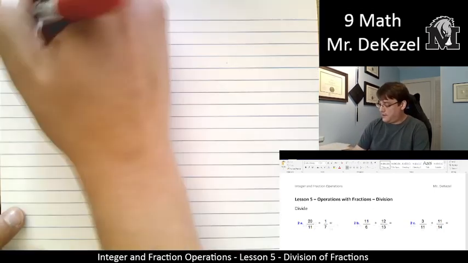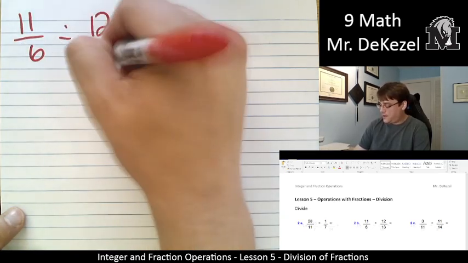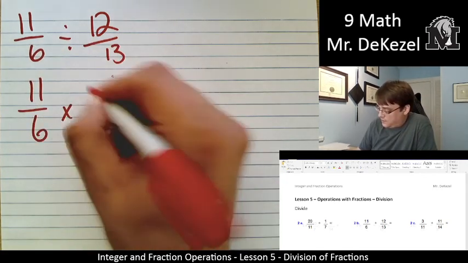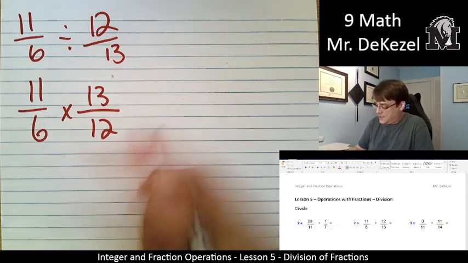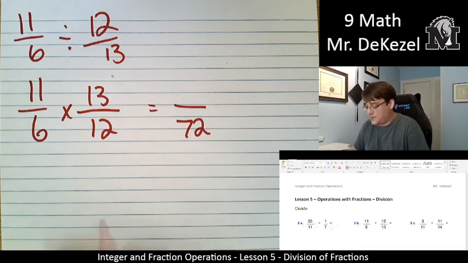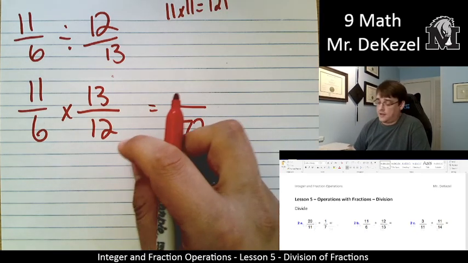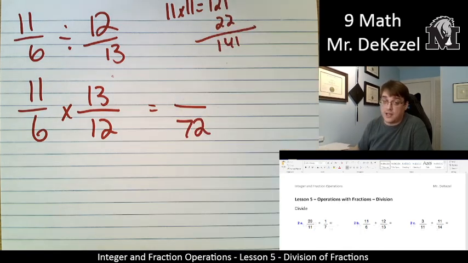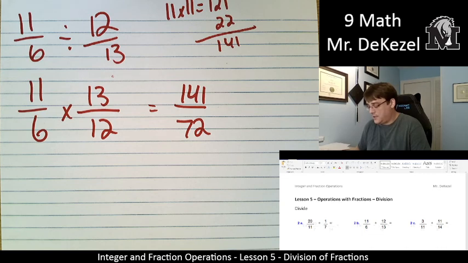We have 11 divided by 6, and then 12 divided by 13. We're going to flip them and multiply, so that's 11 over 6 multiplied by 13 over 12. Let's see, 6 times 12, let's do the easy one first. I always like to do that, is 72. Then 11 times 13. Well, I know that 11 times 11 is 121. And if I've got two more 11s to add on, I know that's 22. So I'll go ahead and add those. And it's 141. Okay, so 11 times 13 is 141.